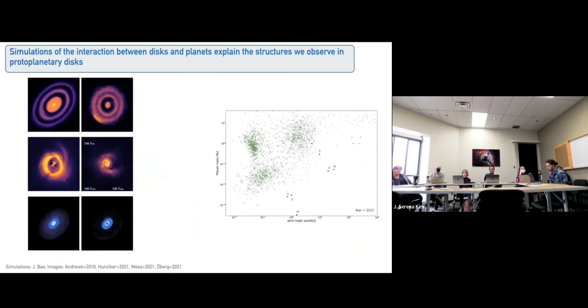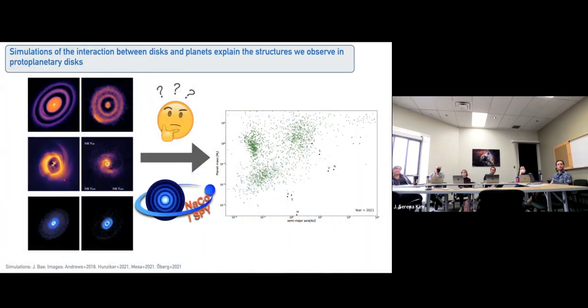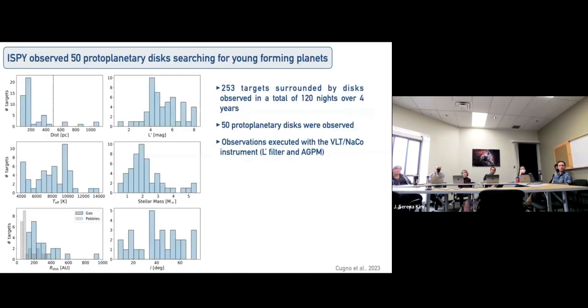And finally, what I'm mostly interested in is really combining these 2 aspects, the population that we see today with the formation stages and the formation environment of planets, in order to connect the 2 and finally obtain a coherent story. And to do this, today I'm going to talk about the NaCo-ISPY project, which is a large survey that we conducted with the VLT NaCo instrument at Paranal.